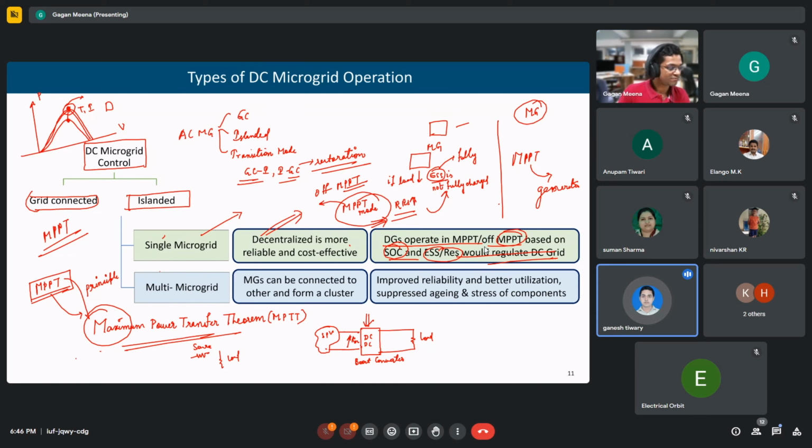Sir, what will be the full form of MPPT? MPPT is maximum power point tracking.